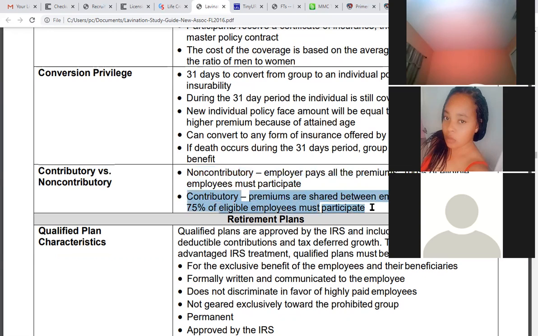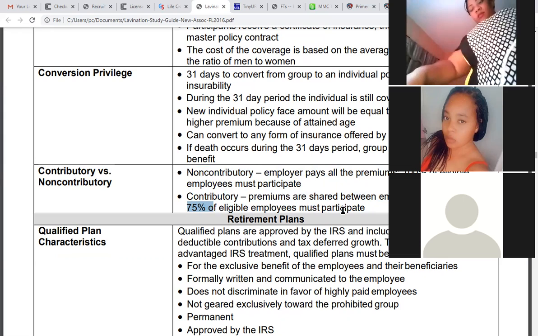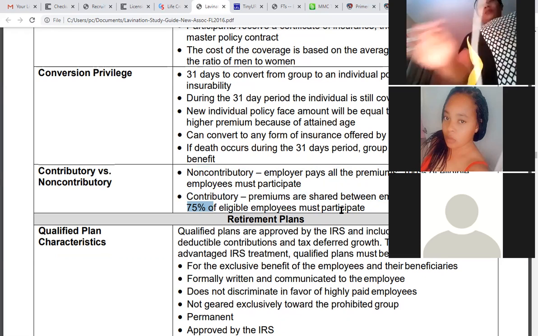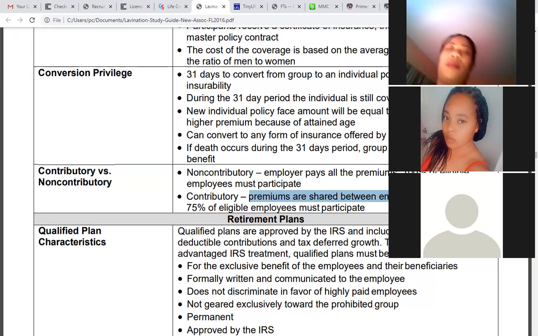Contributory, on the other hand, 75% of whoever is eligible have to be on it. So if the plan was non-contributory, remember 75 employees eligible. In contributory, even if not all of them apply, that's okay, as long as 75% of the 75 employees do. If they do that, then we're good. That's called contributory, where both of them pay. The employer pays an amount, the employee pays an amount. That's why they call it a contributory plan. So know what the difference is between those two.